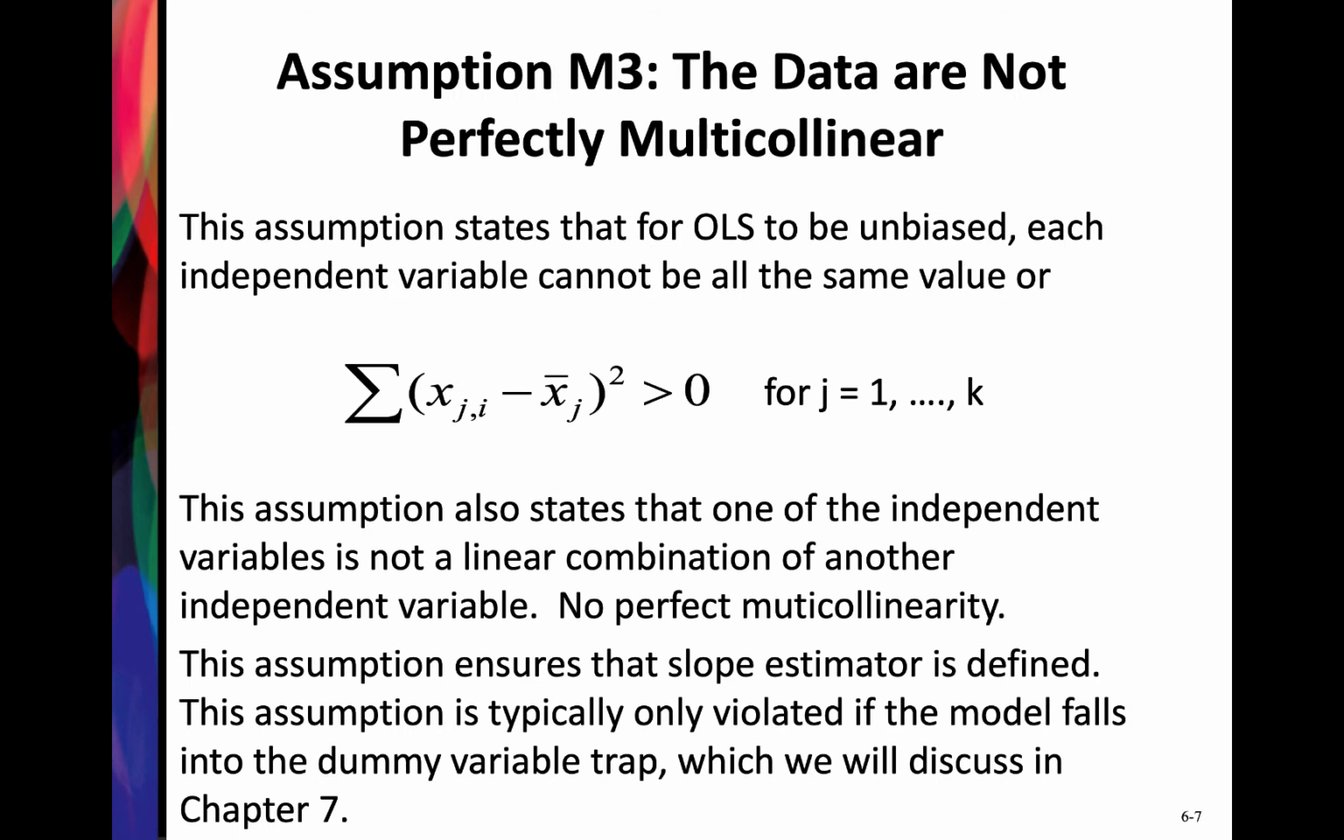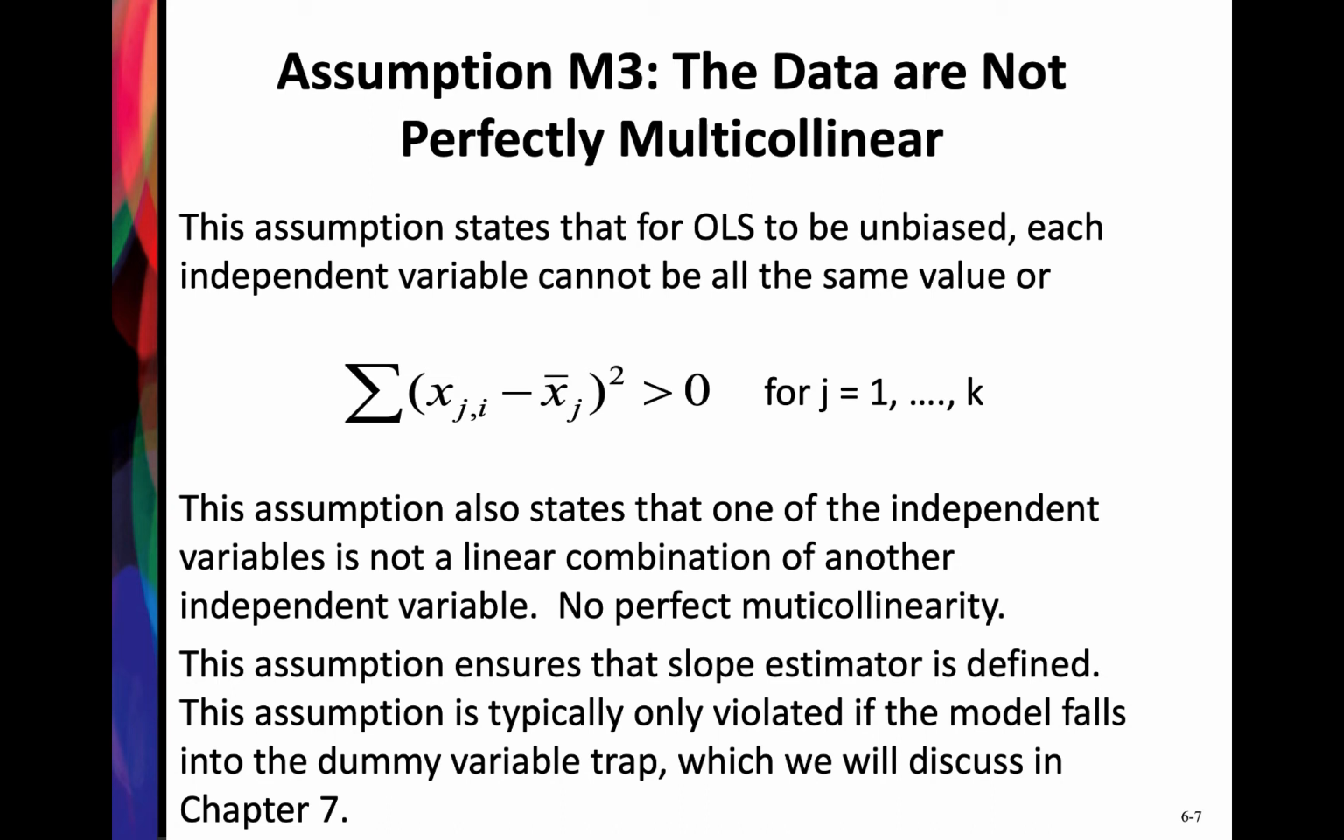Assumption M3: this is the only one that's different relative to simple linear regression because it has 2 pieces to it. But this assumption states that the data are not perfectly multicollinear. So this assumption states that for OLS to be unbiased, each of the independent variables cannot all be the same value.